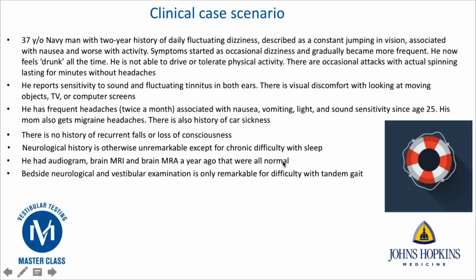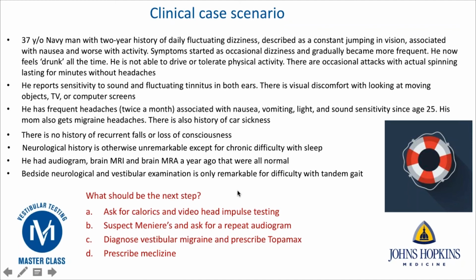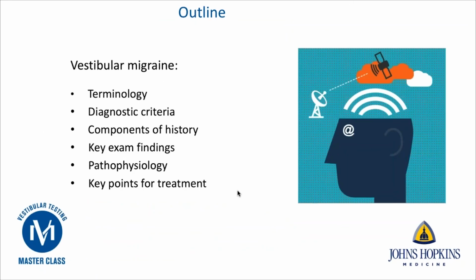So this is a case that is not uncommon in neurology or ENT clinics, and often the question is, what is the next step in terms of approaching this problem? So what would you do? Ask for calorics and video head impulse testing, suspect Meniere's disease and ask for a repeat audiogram, or based on the story, just diagnose vestibular migraine and prescribe a preventive medication, or just go ahead and prescribe meclizine. So we're going to hopefully be able to answer this question by the end of this talk.